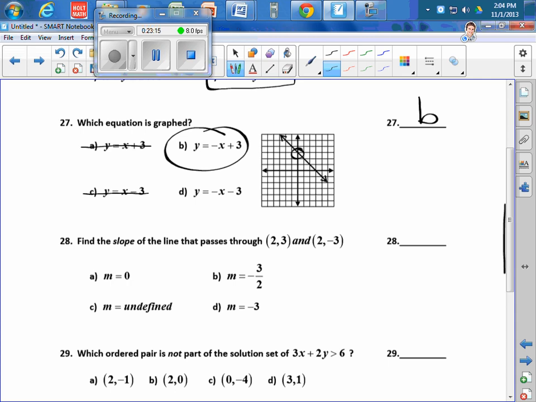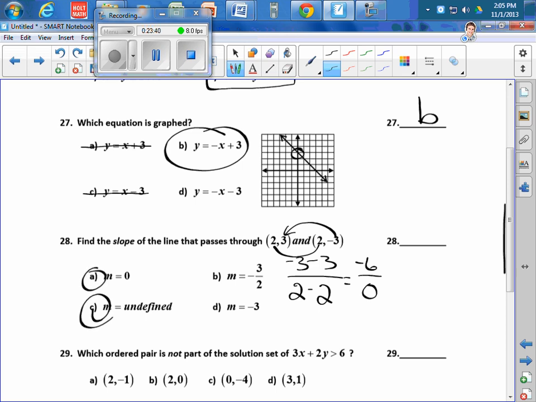Number 28, find the slope of the line through the points (2, 3) and (2, -3). Well, use your slope formula. You're going to be taking -3 minus 3 over 2 minus 2. -3 minus 3 is -6. 2 minus 2 is 0. So is this 0 or is it undefined? Anytime you have 0 in the denominator, it's undefined.